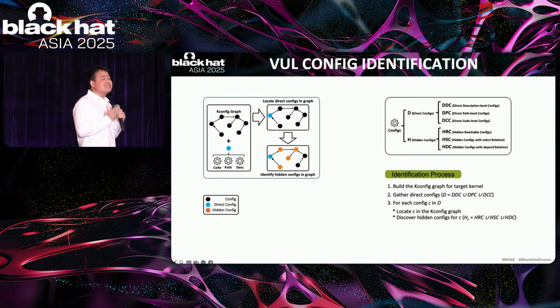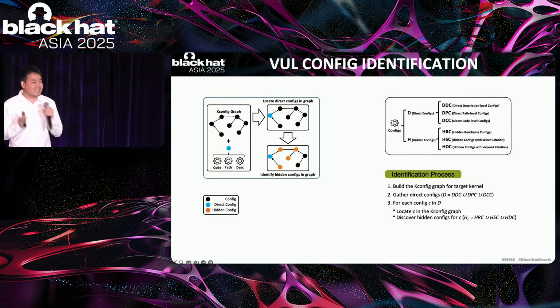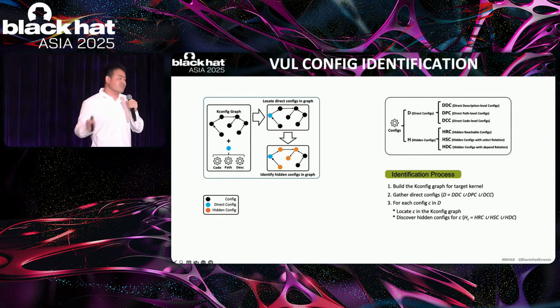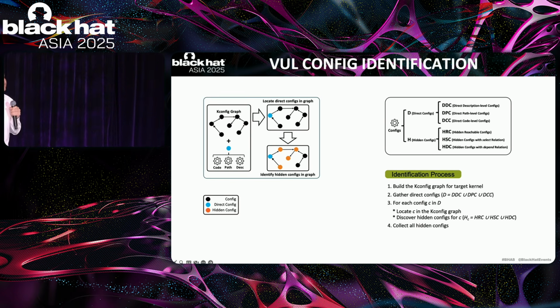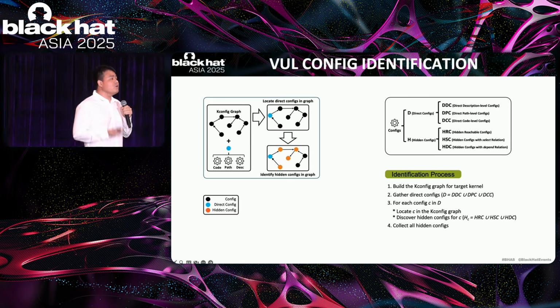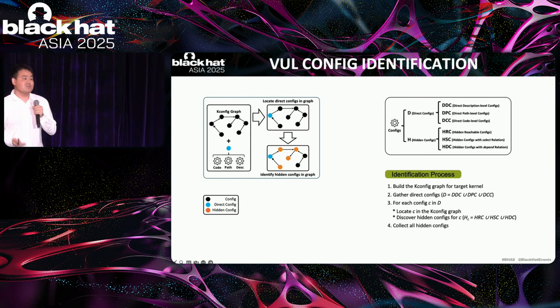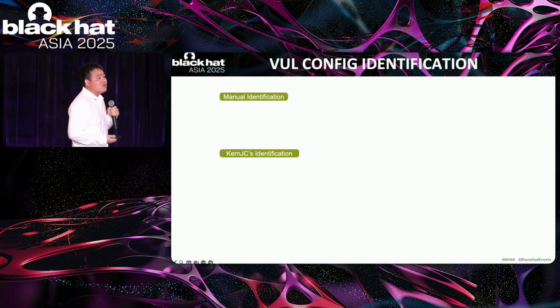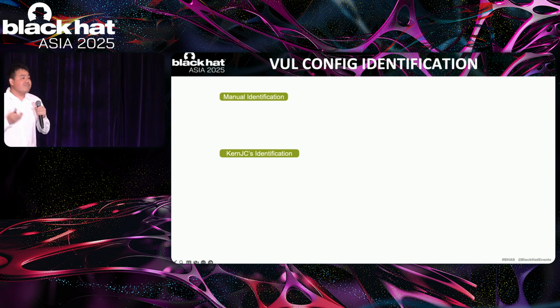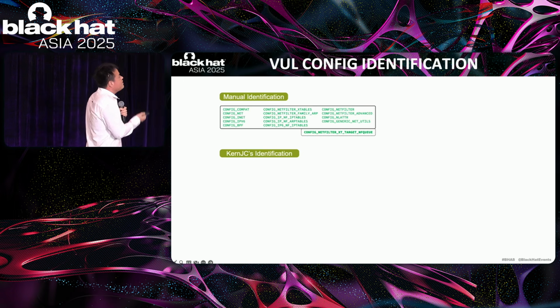Based on this, we have collected the direct configures and the hidden configures, and we merge them together to describe all the configures that are required by the vulnerability information. Based on this, we have the vulnerable kernel version and all the configures it requires, so we can build the vulnerability environment.